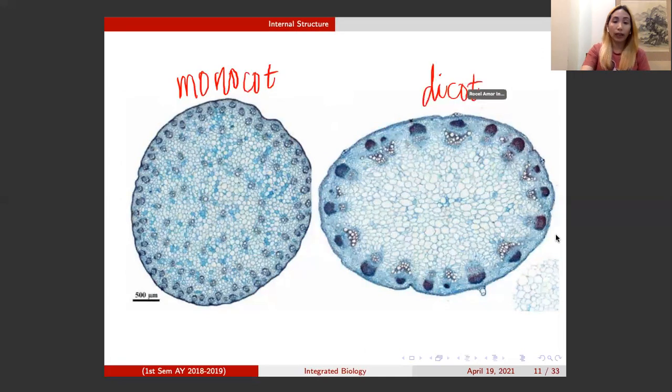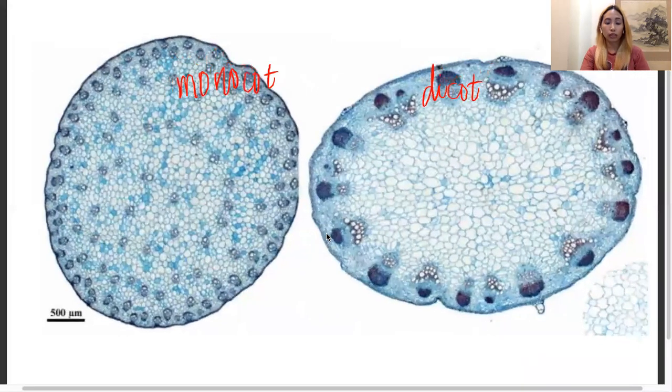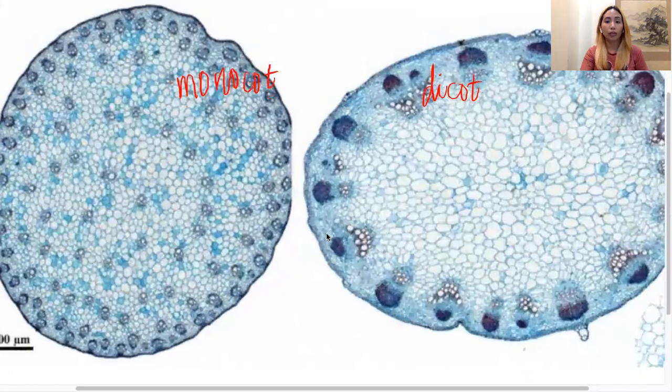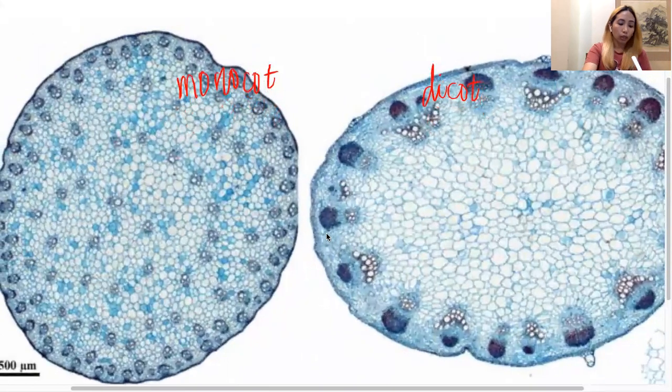So the monocot plant is characterized, well, why we know this is a monocot plant without any labels, I will tell you later. But what I want you to notice mainly is the epidermis. In the monocot plant, this is the epidermal layer. Medyo putol siya dito. You can see that dark outline area.